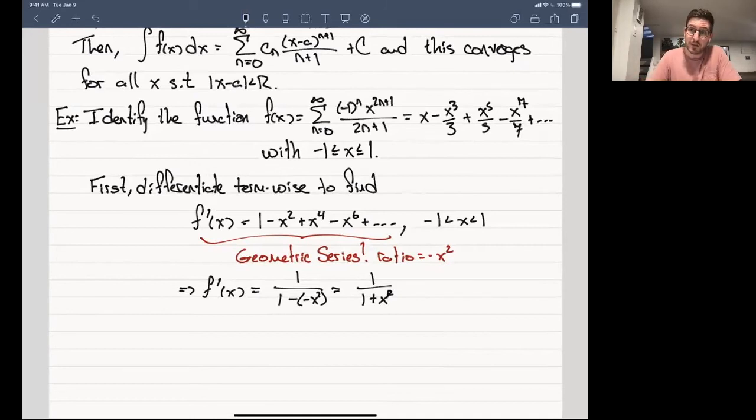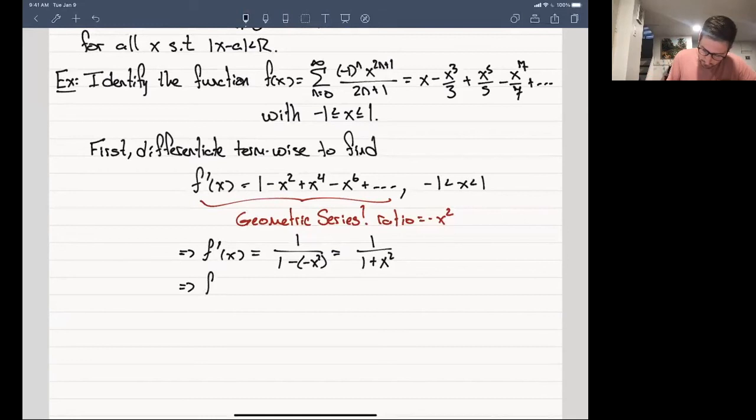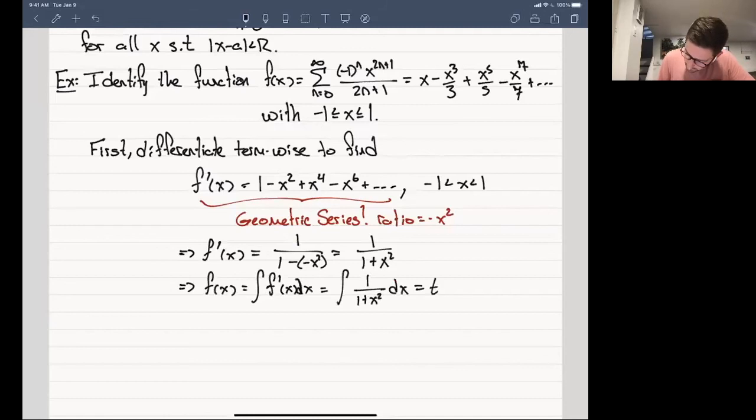Now, those who have probably been doing a lot of partial fractions, this probably looks familiar to you, right? This should look familiar to you because this implies that f of x is equal to the antiderivative of f prime of x, which is the antiderivative of 1 over 1 plus x squared dx, which is equal to tan inverse, so the arctangent of x plus c. The question is, what is c?